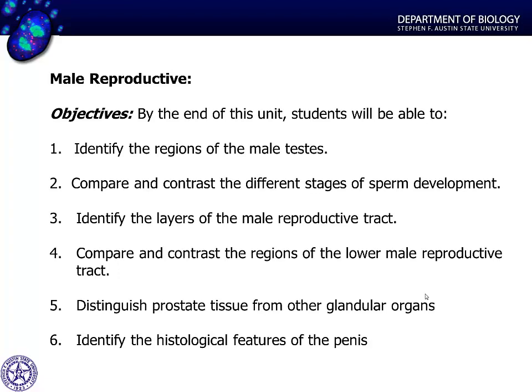As we begin to get to the lower reproductive tract, we're going to see the urethra pass through the prostate gland, and so we're going to look histologically and be able to distinguish the prostate gland from other glandular organs we have in the body. And then lastly, we'll look at the erectile structure as well as the urethra that's present in the male penis.